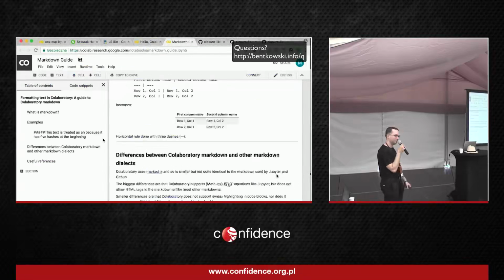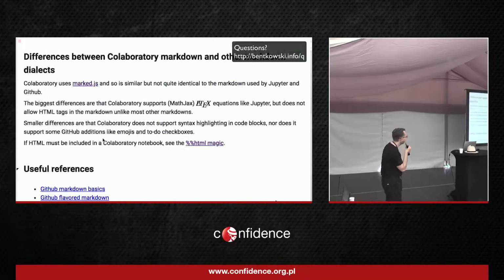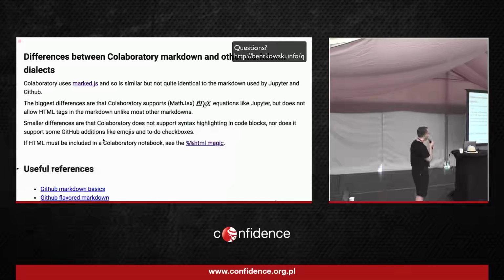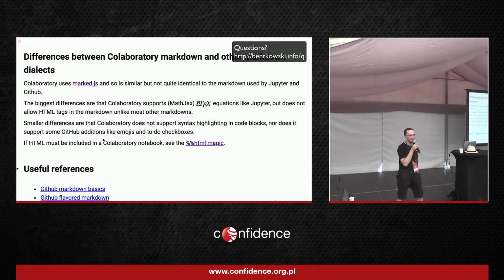First of all, the documentation lies, as you'll be able to see, because it says that the collaboratory does not allow HTML tags in the Markdown, unlike most other Markdowns. I have shown you that it is not true. However, what caught my eye over here is that collaboratory accepts LaTeX by using the JavaScript library called MathJax. I missed that somehow before, so I thought that I might have a closer look at it.